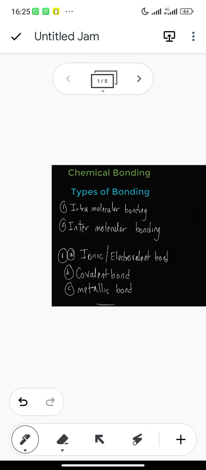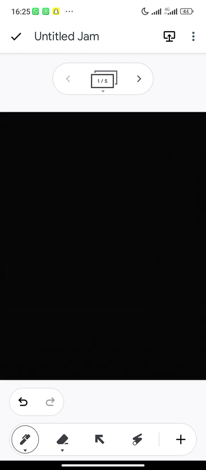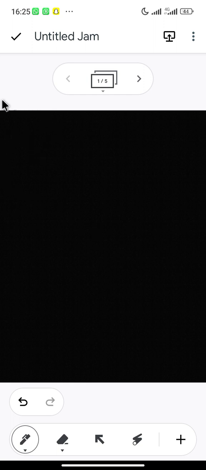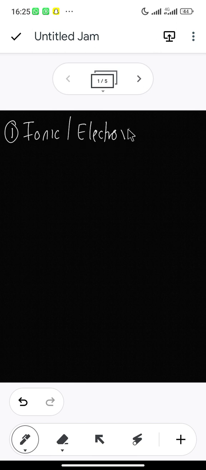Now, we're going to start with the ionic or electrovalent bond or bonding. So the ionic or electrovalent bond. Now, it involves the transfer of electrons from one atom to another. Now, it involves transfer of electron from one atom to another.